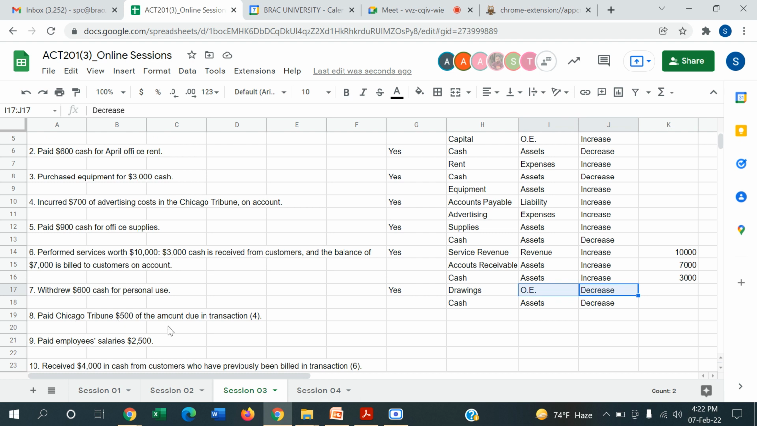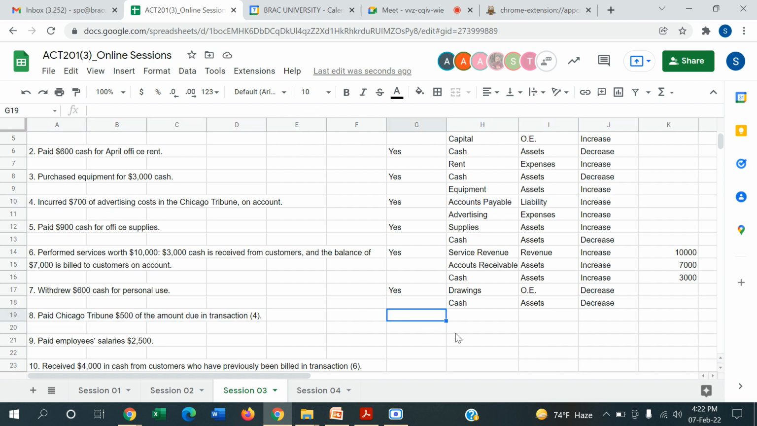Now, paid Chicago Tribune 500 for the amount due in transaction 4. Let's see what happened in transaction 4. They mentioned that they incurred 700 of advertising cost in the Chicago Tribune on account. That means they received an advertisement service of 700, but they did not pay for it. That's why we mentioned accounts payable. Now, out of that 700, 500 is going to be paid.